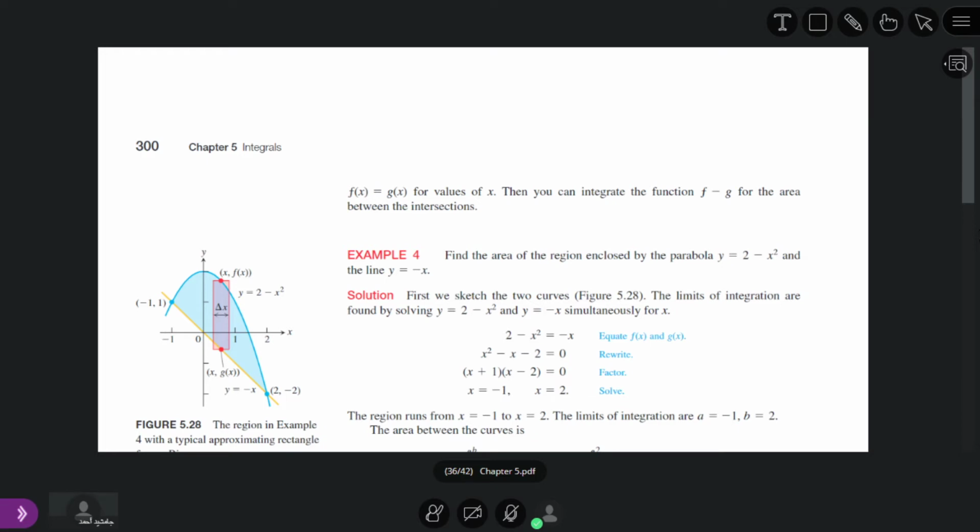We shift this 2 to the other side. Whenever we shift y to the other side and 2 to the other side, we get x is equal to y plus 2. So one of the functions is x equals y plus 2.